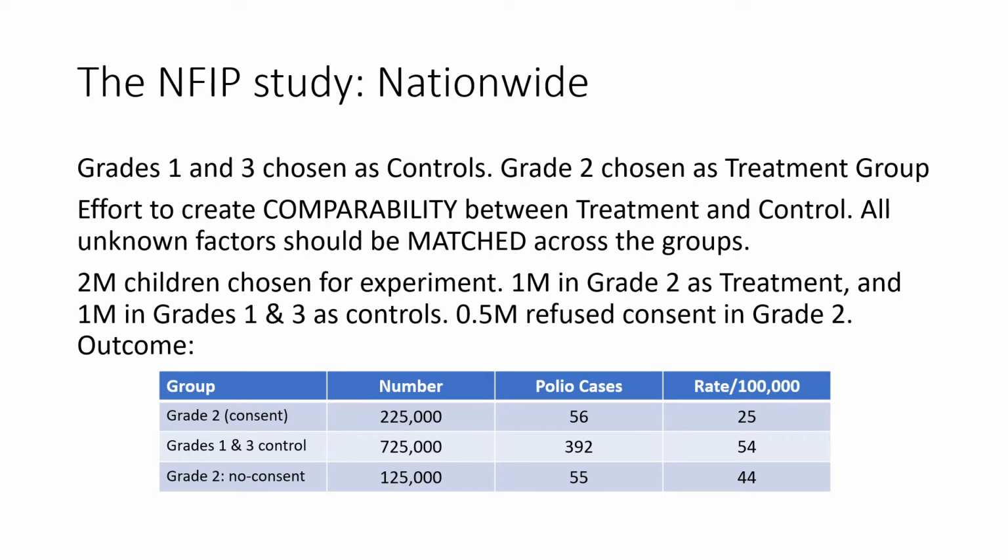But there was one complication, and that is that polio was an experimental drug. We couldn't give it to everyone forcibly. So in grade 2, some of the parents consented to receive the polio drug, while the others did not. So this table shows the outcomes. In grade 2, 225,000 students were the treatment group, and among these there were 56 polio cases, which reduces to a rate of 25 per 100,000. Grades 1 and 3 had 725,000 students and 392 polio cases, which is about double the rate at 54. And also the grade 2 no consent cases, there were 125,000, and they had about 55 cases, which is a rate of 44 per 100,000.